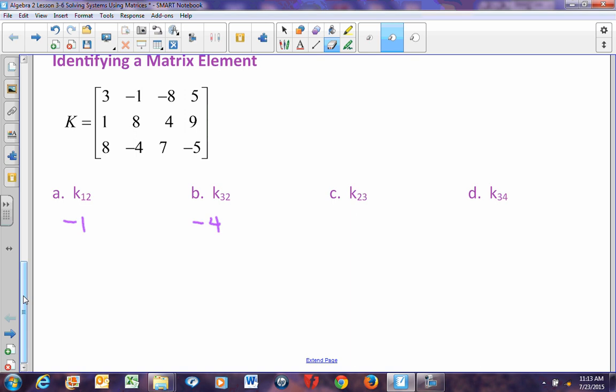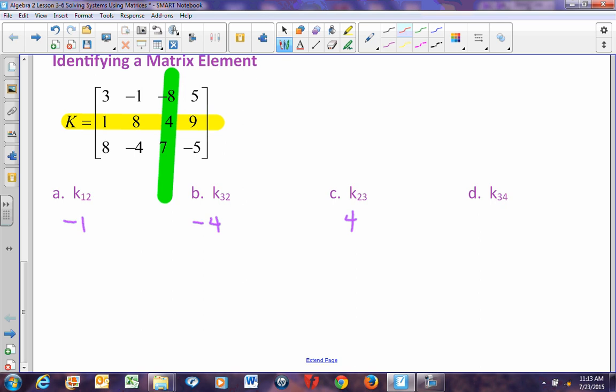If we go to K23, that happens to be row 2, column 3, and that happens to be the number 4. And last but not least, K34 is row 3, column 4, which is -5. So it's not hard to read elements off of a matrix. You just have to remember it's always row by column.